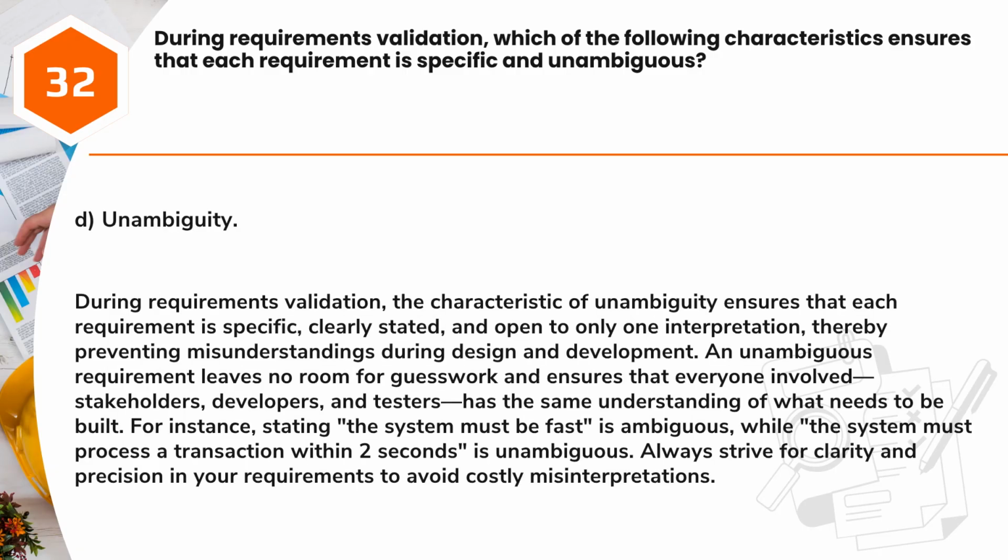Answer: D. Unambiguity. During requirements validation, the characteristic of unambiguity ensures that each requirement is specific, clearly stated, and open to only one interpretation, thereby preventing misunderstandings during design and development. An unambiguous requirement leaves no room for guesswork and ensures that everyone involved, stakeholders, developers, and testers, has the same understanding of what needs to be built. For instance, stating, "the system must be fast," is ambiguous, while, "the system must process a transaction within 2 seconds," is unambiguous. Always strive for clarity and precision in your requirements to avoid costly misinterpretations.